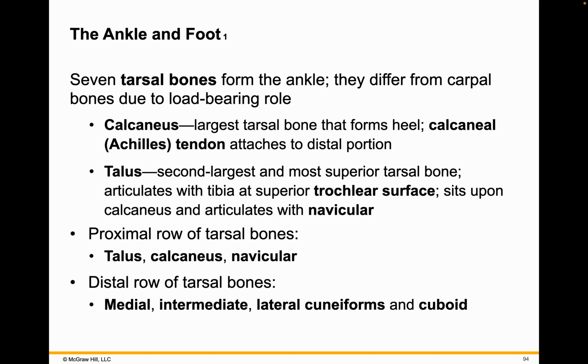The talus is the second largest and most superior of the tarsal bones. It articulates with the tibia at the superior trochlear surface and sits on the calcaneus, and it articulates with the navicular. The proximal row of tarsal bones includes the talus, the calcaneus, and the navicular, while the distal row is the medial, intermediate, and lateral cuneiforms, and a cuboid bone.